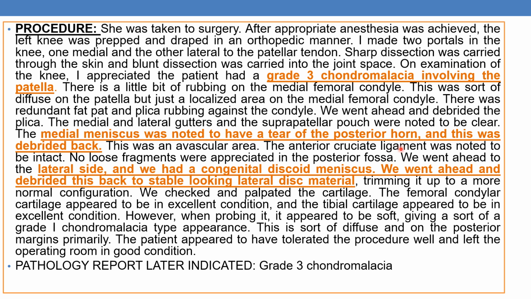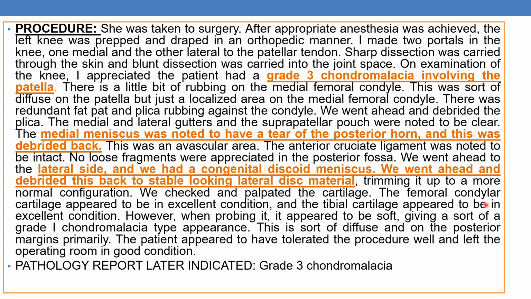The anterior cruciate ligament was noted to be intact. No loose fragments were appreciated in the posterior fossa. We went ahead to the lateral side and we had a congenital discoid meniscus. This is also a diagnosis, congenital discoid meniscus. We went ahead and debrided this back to stable looking lateral disc material, trimming it up to a more normal configuration. We checked and palpated the cartilage.